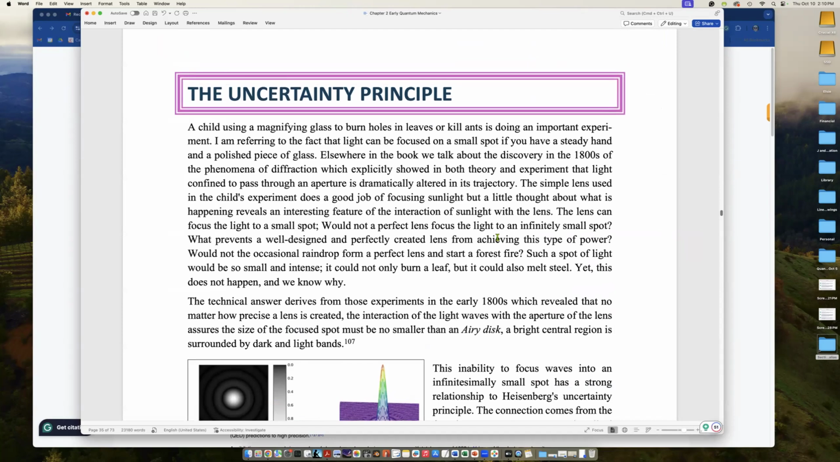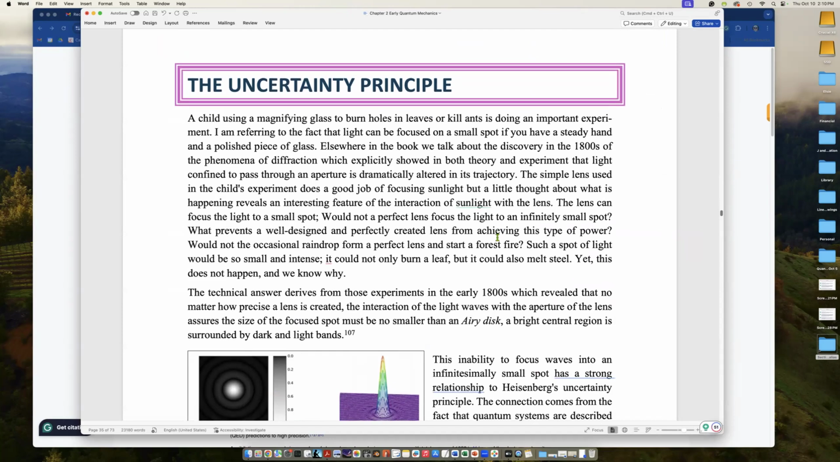All right, so here we're talking about the uncertainty principle that comes from Heisenberg, and it's a part of culture now. You can see this in the media, people constantly referring to the uncertainty principle to explain various things that have nothing to do with the uncertainty principle.